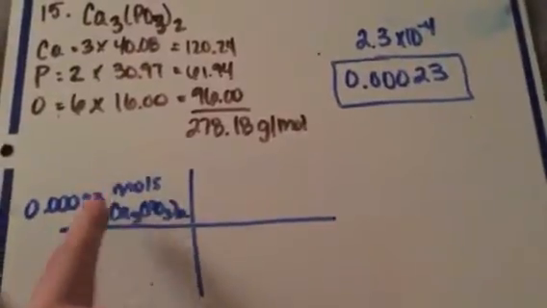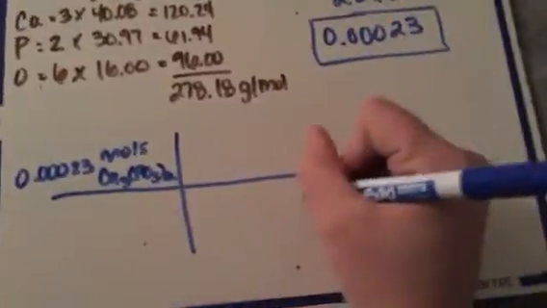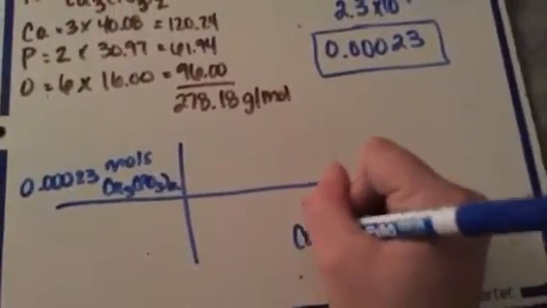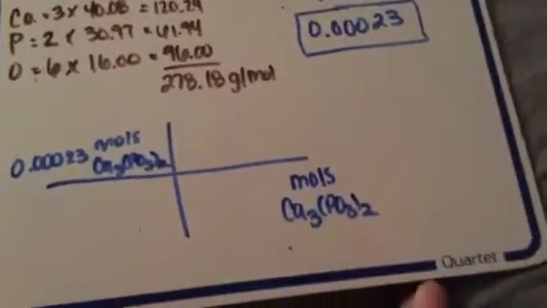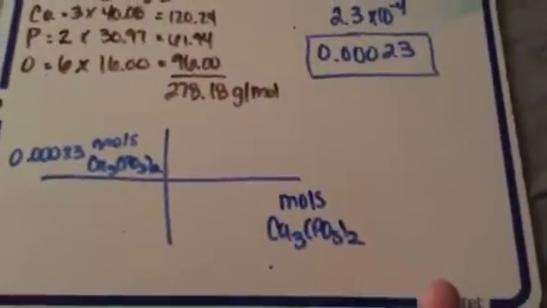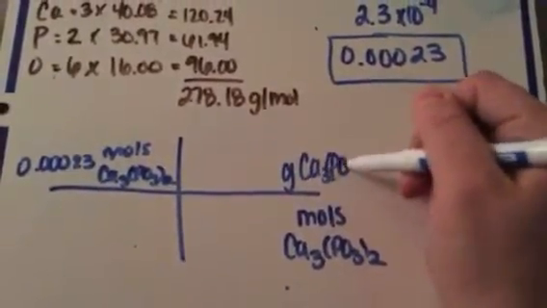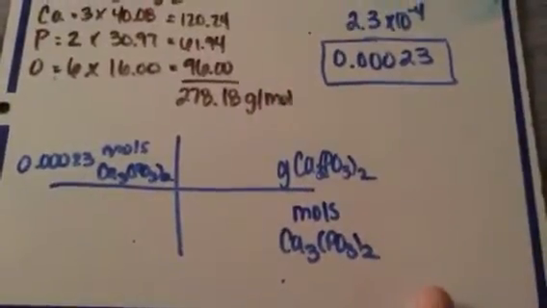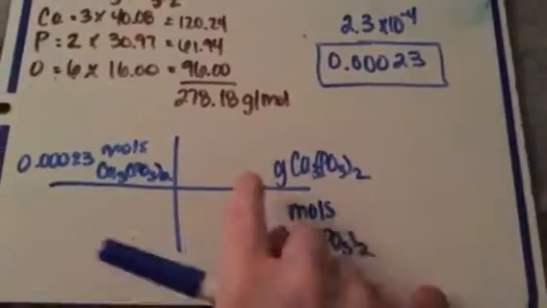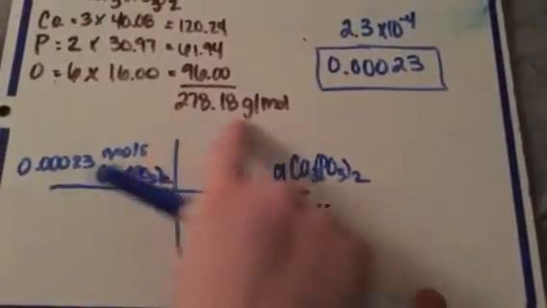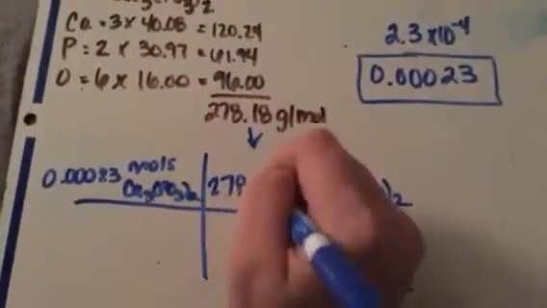I know that if I have this unit here, my next unit has to go down here so that they'll eventually cancel out. So I'll say moles of Ca3(PO4)2. And I know from the problem that I'm trying to get to grams, so I'm going to say grams of Ca3(PO4)2. We know that 1 always goes with the moles. And then we're going to fill in this grams number from the grams that we calculated up here. So we're just going to literally drop it down there. So it'll be 278.18.